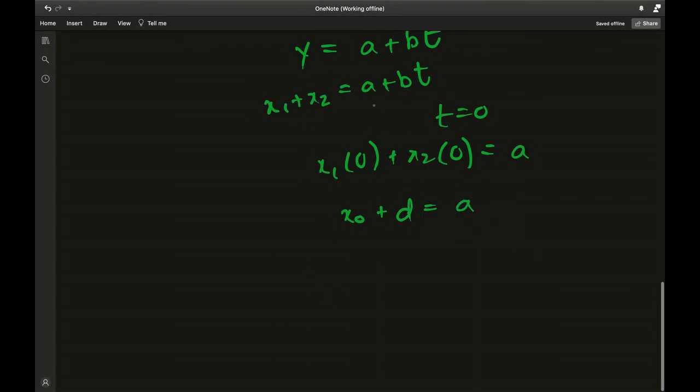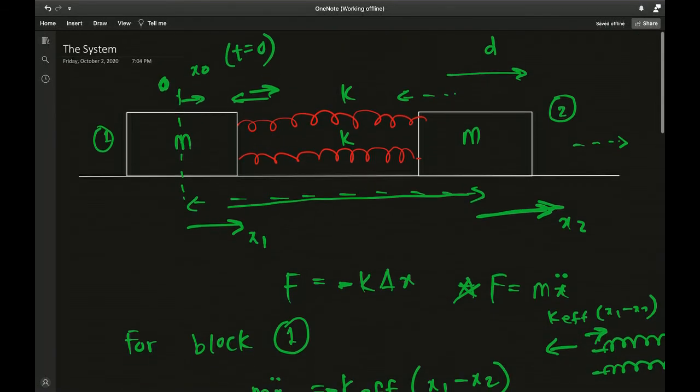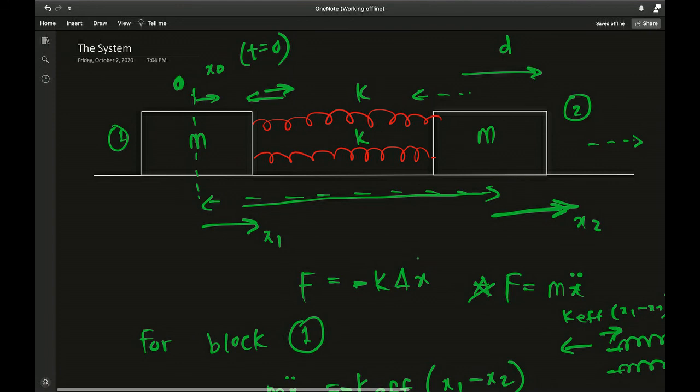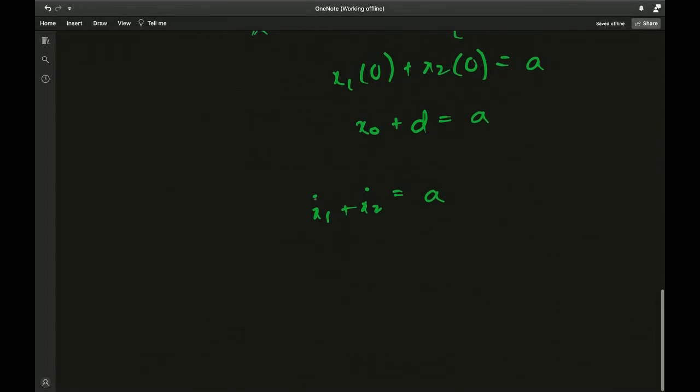And for b, we'll need to differentiate this equation with respect to time. So we have x1 single dot plus x2 single dot is equal to just b. But now another initial condition that is probably evident, or I should have said, is that both of these masses are at rest at time equals 0, which means their velocities, right? Displacement differentiated with respect to time once is velocity, and both of these are 0 because both blocks start from rest. So b is 0.